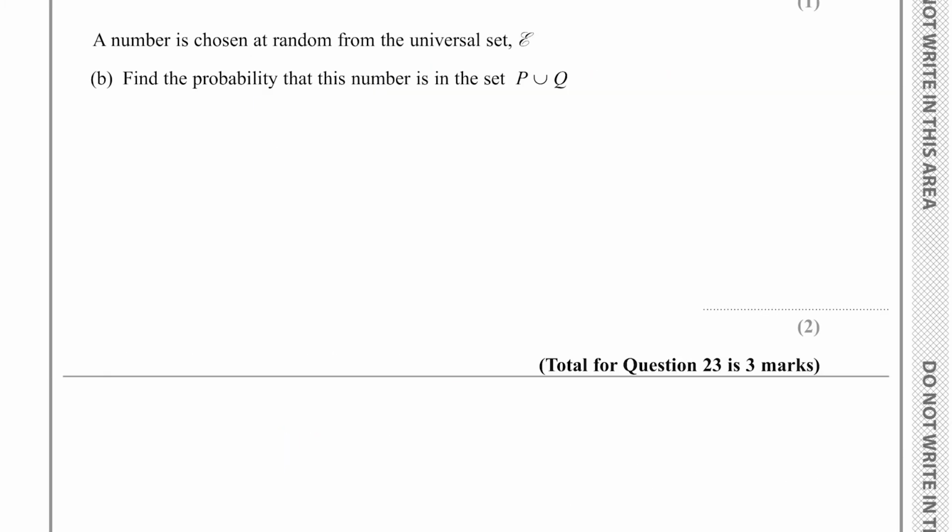And then our next one, part B, a number is chosen at random from the universal set. Find the probability that this number is in the set P union Q. That's what that stands for, P U Q. So you've got 2 types of these. You've either got a U like that or an N. And I'll show you quickly what they are.